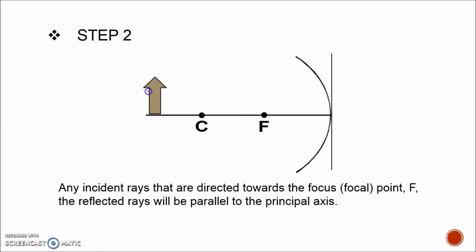Step 2, we will have incident ray from this object that passes through point F and touches the aperture line. After that, the reflected ray will be parallel to the principal axis.